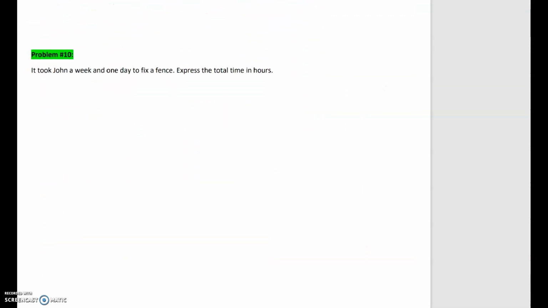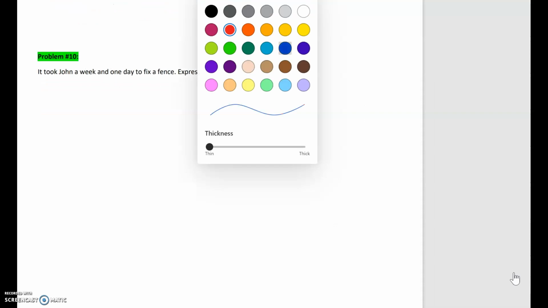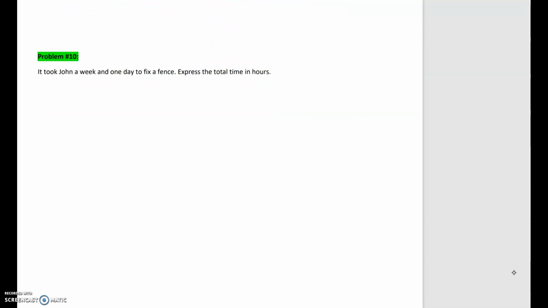Okay, let's move on to example 10. And they're talking about it took John a week and 1 day to fix the fence. They want us to express the total time in hours. So let me write it as total time is equal to 1 week plus 1 day. And this will be technically 1 week plus already 24 hours here. And this is so that we don't forget to add the 24 hours.